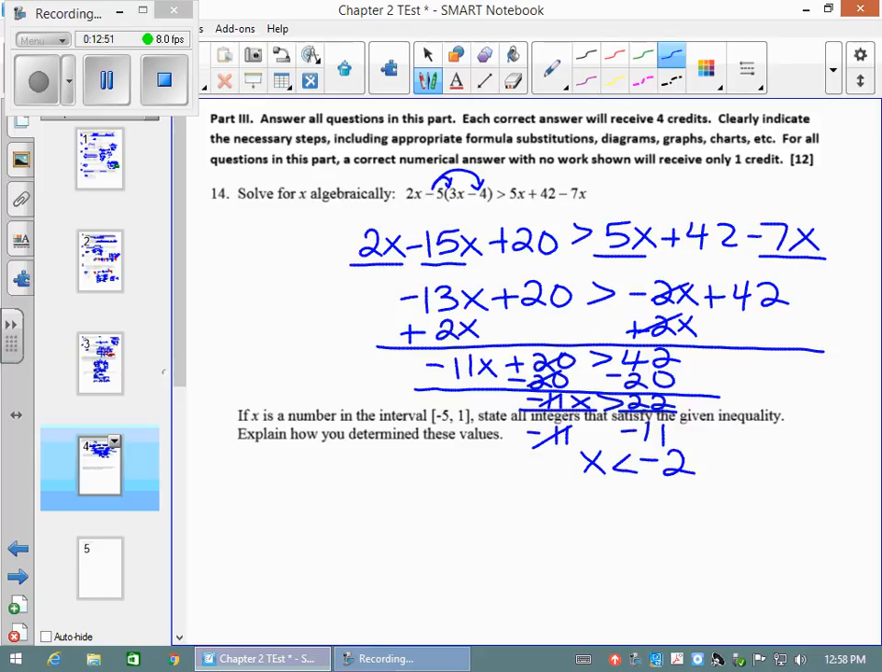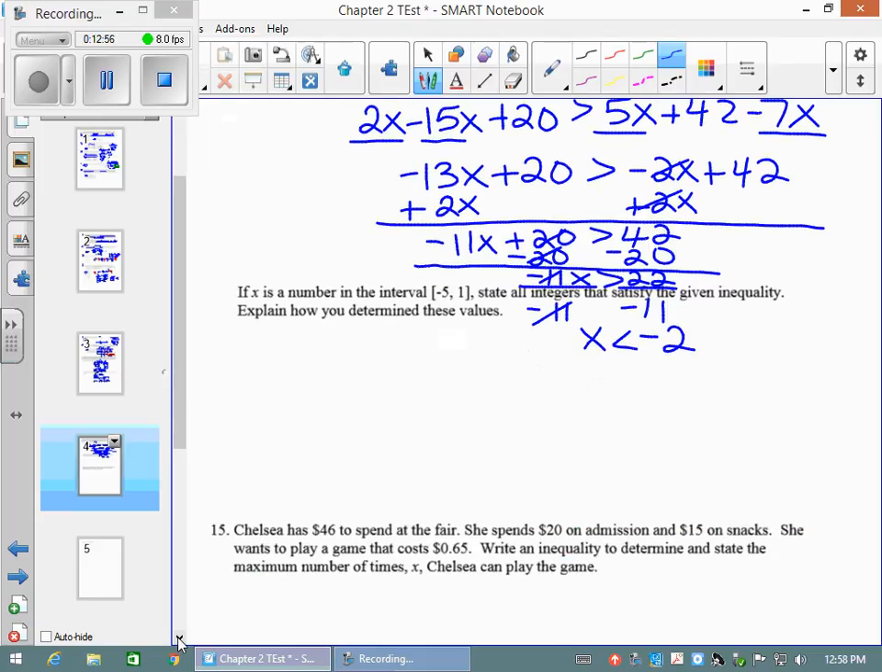And if you wanted to just think about what this looks like on a number line, negative 2 would have an open circle, and x is all values less than it. So it's not including the negative 2, but it's everything less than that value.